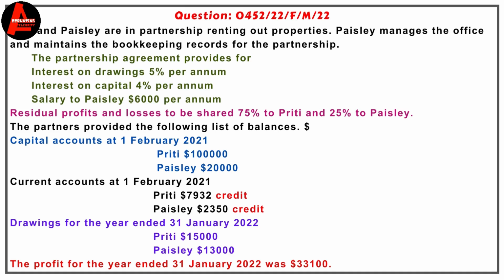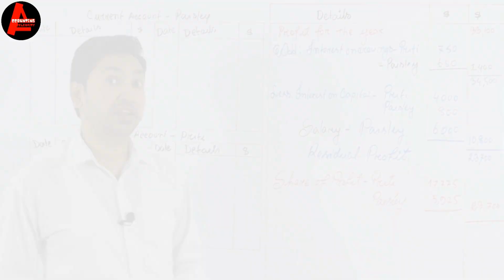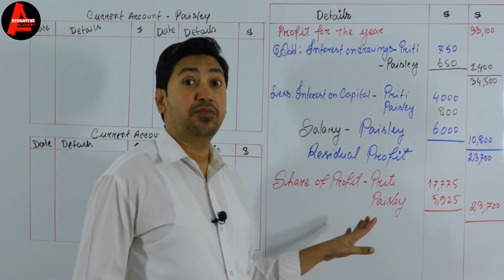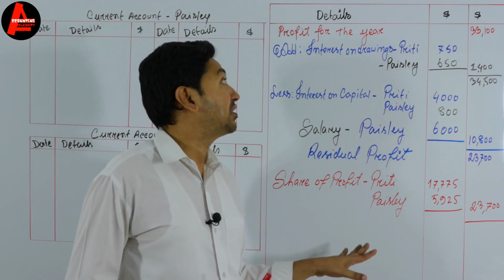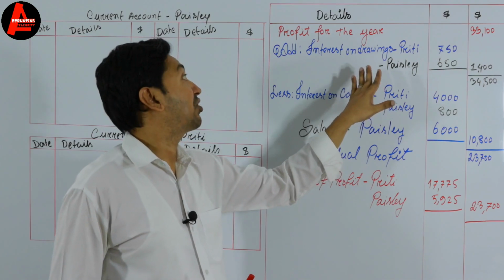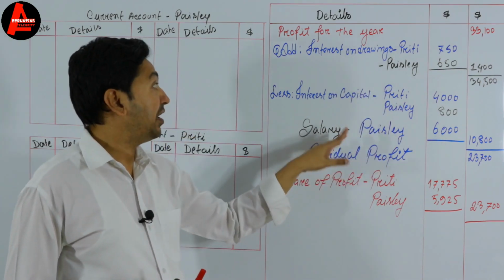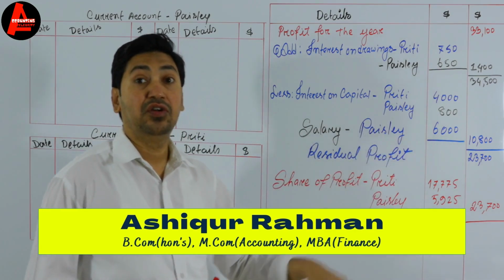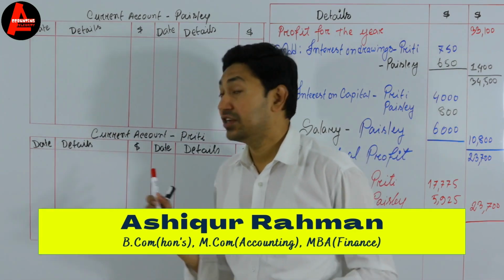Here we have the capital account balance, the current account balance, the drawings for the year, and at the end of the question we have the profit for the year ended 31st January 2022 was $33,100, okay? So the relevant items you have already taken to prepare the profit and loss appropriation account, which are income, meaning interest on drawings, and expenses, meaning interest on capital and salary, okay? These things also come here in the partnership account.